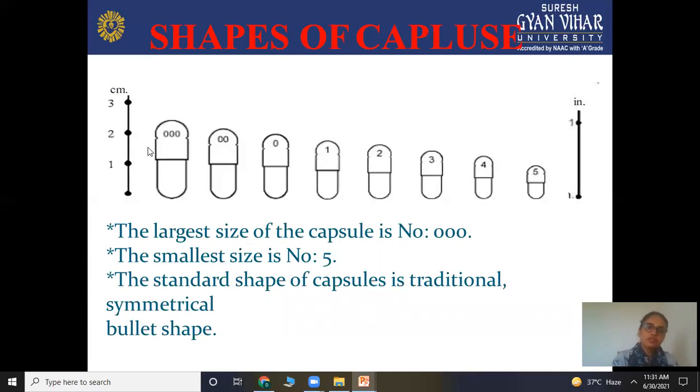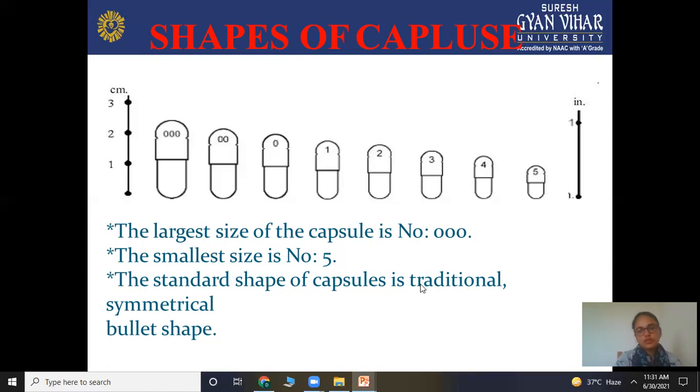If we see the largest capsule, 000, it is more than 2 centimeters, approximately 3 centimeters. It's more broad in shape, then it reduces due to the size reduction, and the smallest size is number 5 capsule, which is very small in size. So this is the shape of the capsule. The largest size of the capsule is number 000. This is the largest, biggest capsule. And the smallest size is 5.